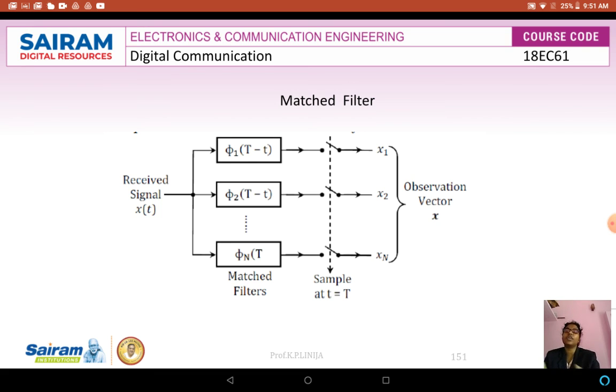So I hope everyone understood the properties of the matched filter, how we are going to use this matched filter on the receiver side, and how we are obtaining the observation vector x. Okay, thank you.